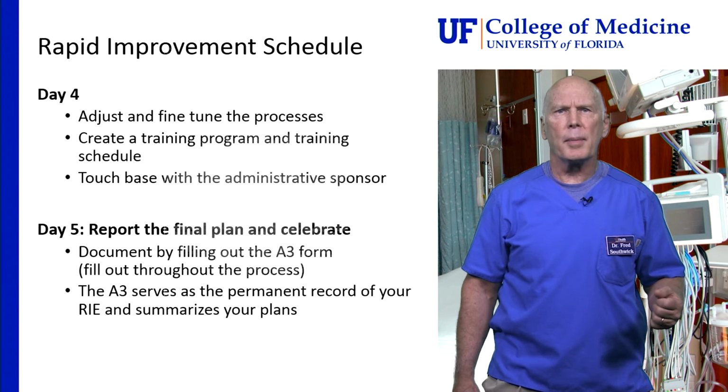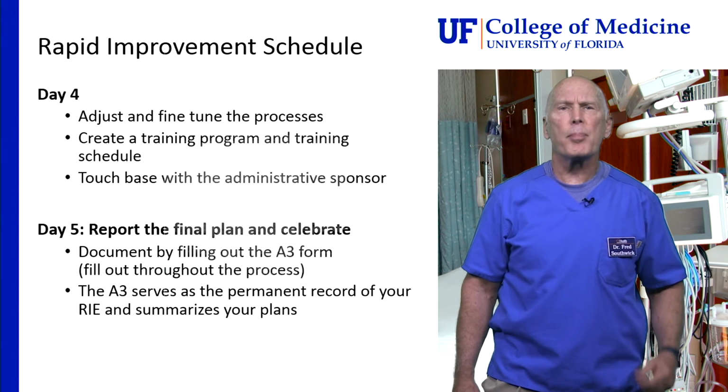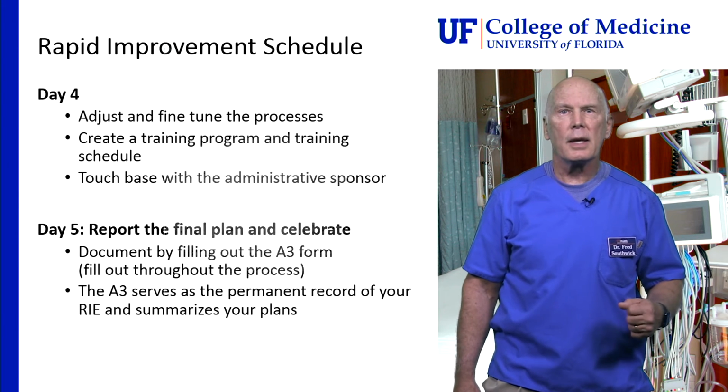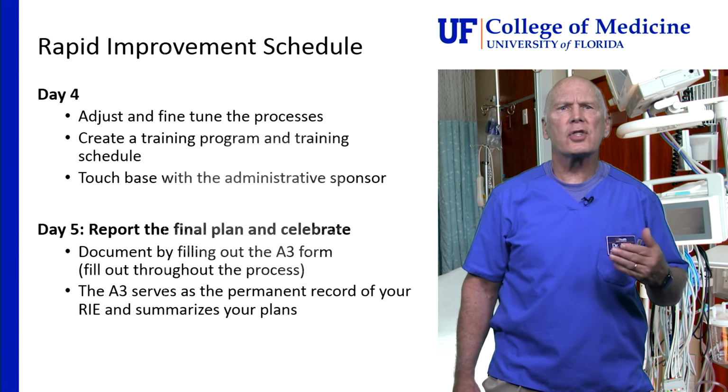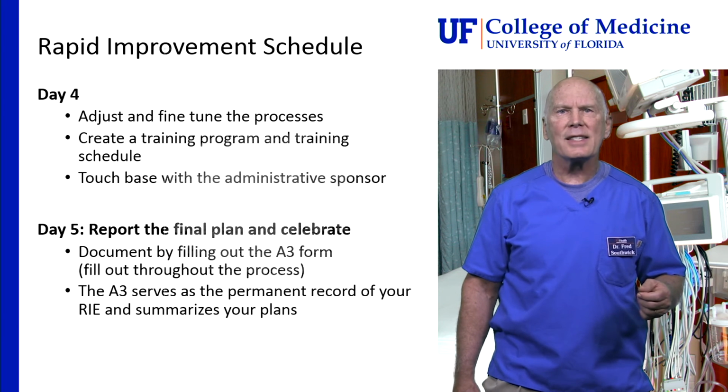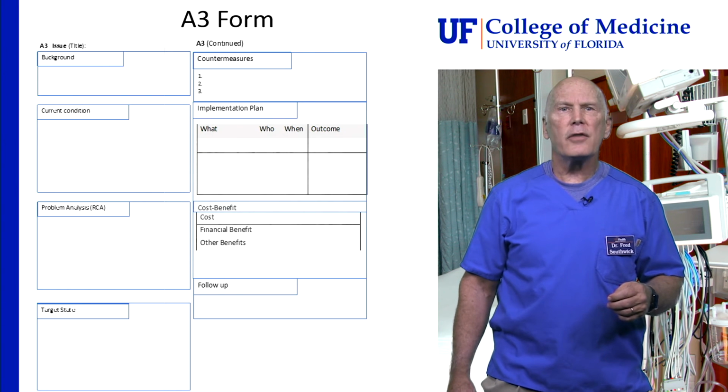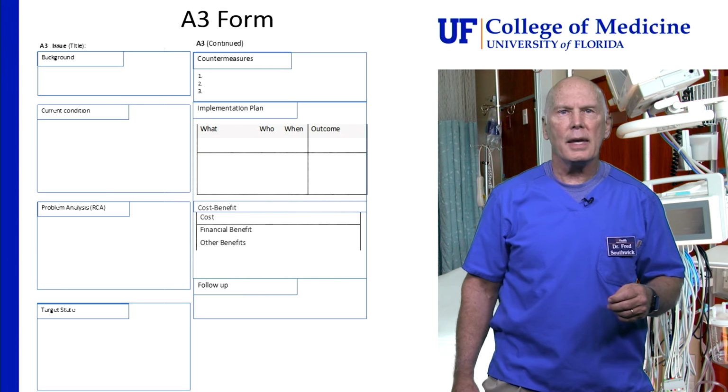It is important to document this journey by completing the A3 form because this document provides a permanent record of the rationale, strategies, and expected future state, as well as the metrics to determine if the future state has been achieved. Most important, the A3 form summarizes the team's improvement plans and serves as the blueprint for implementing and sustaining each process improvement. This is the A3 form that should be filled out for each RIE. This template is available for free on the Fixing Healthcare Delivery site.